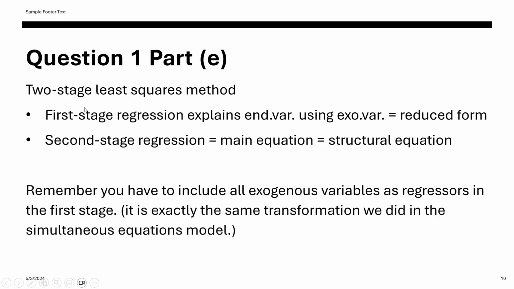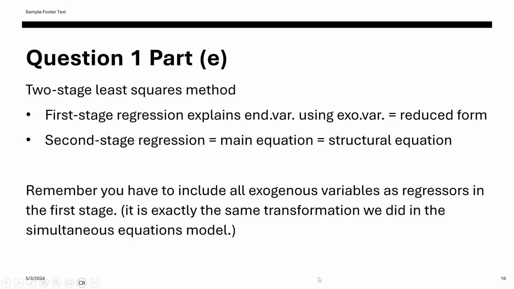And remember, the first stage regression is to explain endogenous variables using exogenous variables. So it is called the reduced form equation, or the first stage equation, right? And exactly the same terminology as in the simultaneous equations model. In the simultaneous equations model, we started from the structural equation, and then we rewrote those equations so that the endogenous variable is explained by exogenous variables.